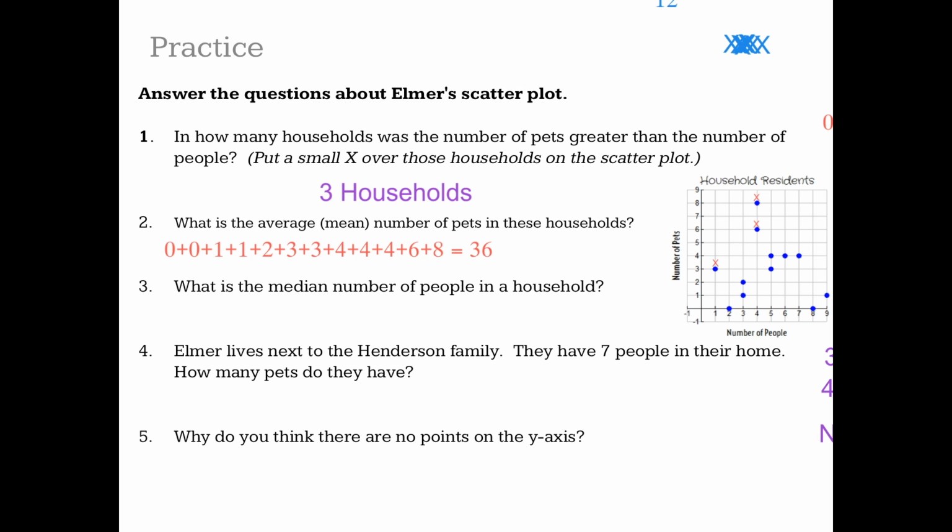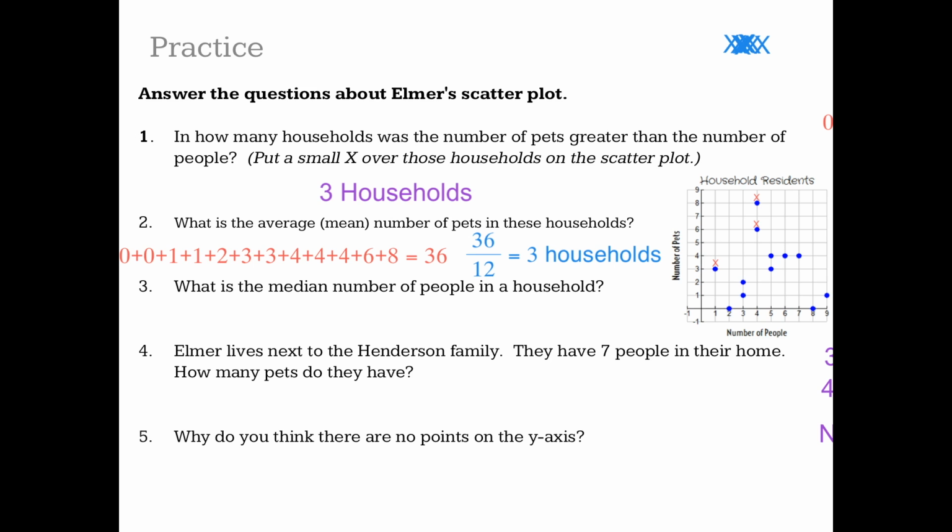Then I'm going to divide by the number of households. We know the number of households because we counted it when we figured out the basic information about this, and it was 12. So I'm going to divide 36 by 12, and when I do that, I end up with 3. So 3 is the mean number of pets.